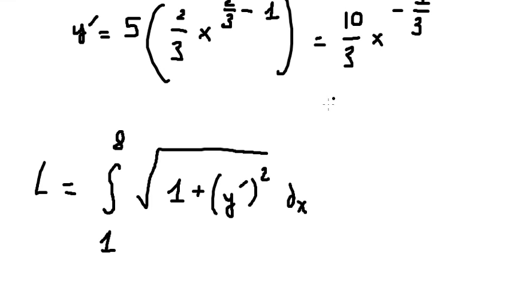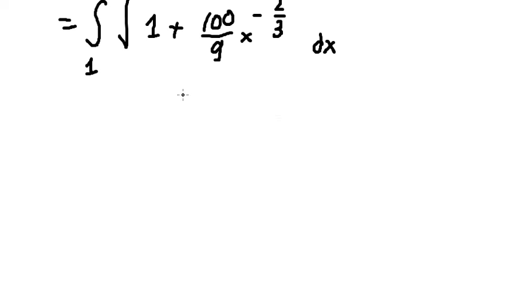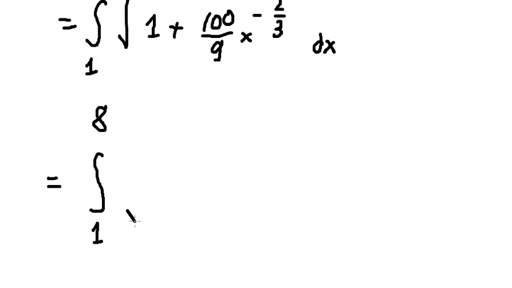So if we put this one inside the power of 2, we have 100 over 9, and we have s to the power of negative 2 over 3 ds. So for this one, we can write s to the power of negative 2 over 3 like this.